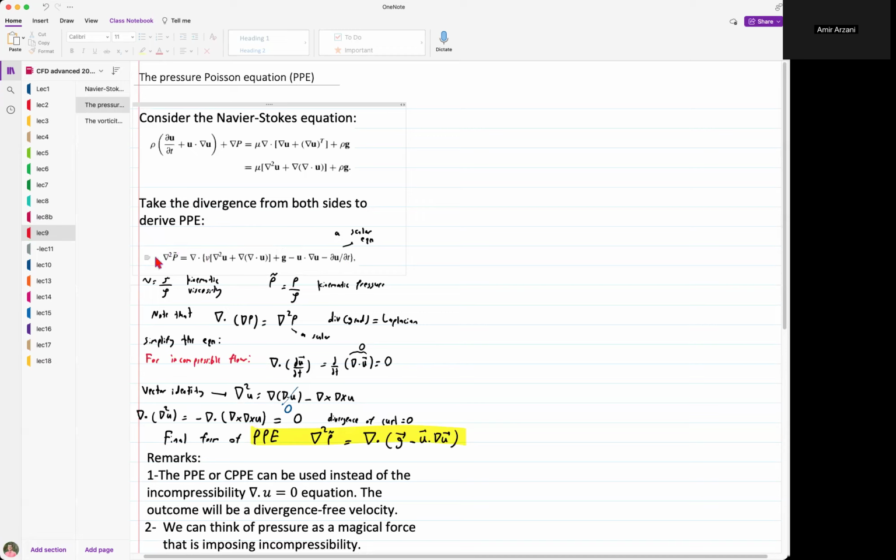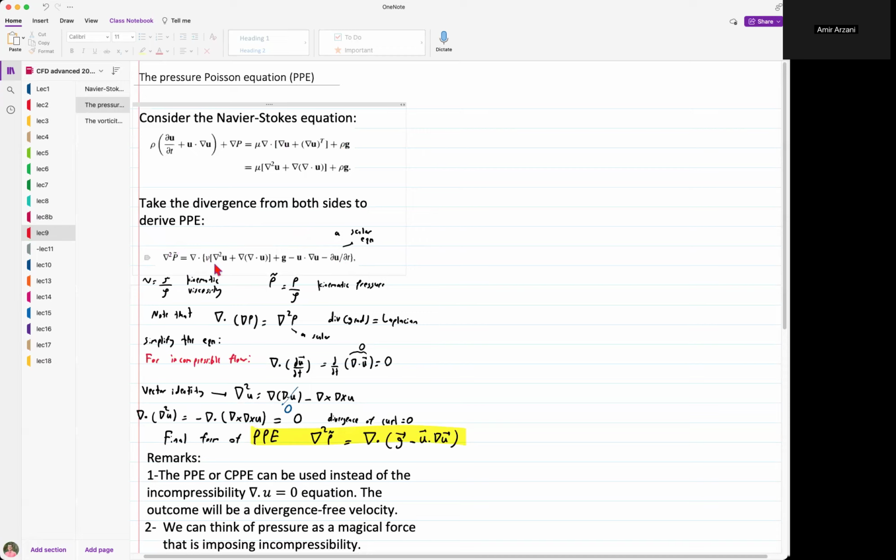Now, this is also a scalar equation because we're taking the momentum equation, which is a vector equation. It's F equals ma. You're taking the divergence of a vector equation, and the divergence of a vector gives you a scalar. So this is a scalar equation. Now, this is the form.